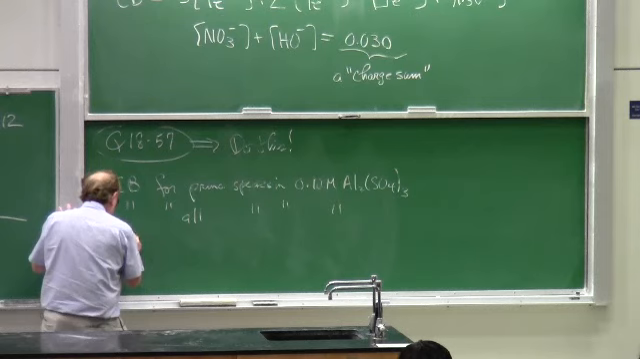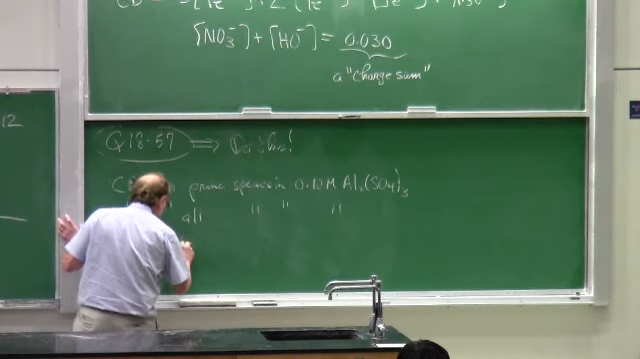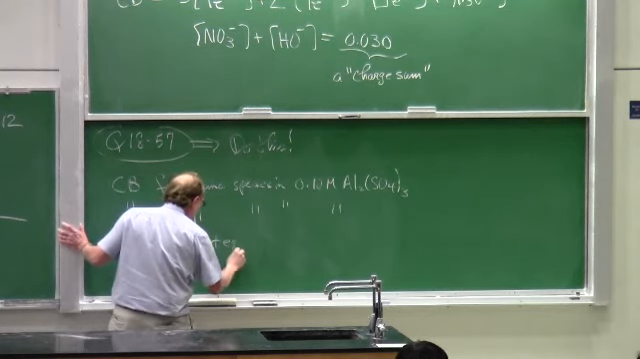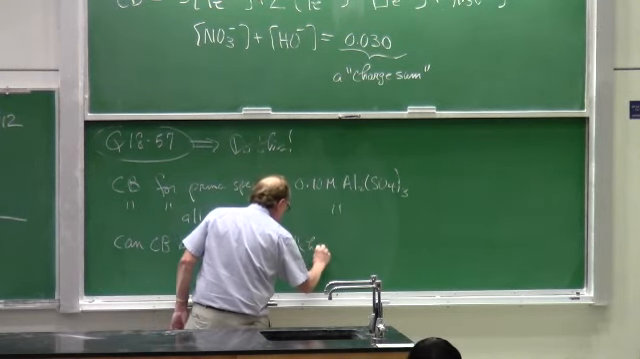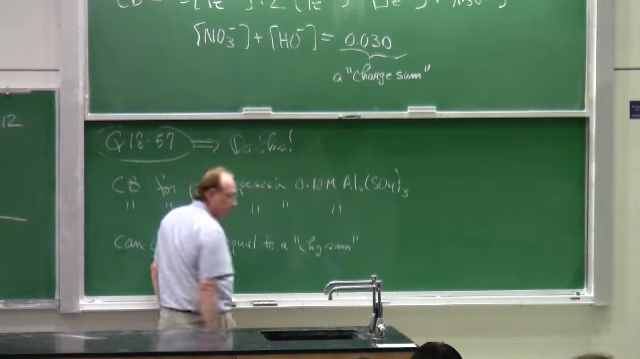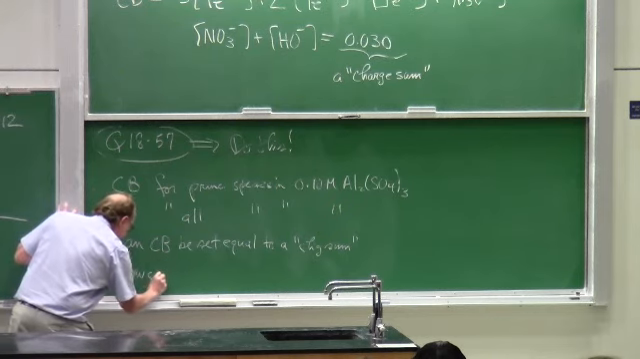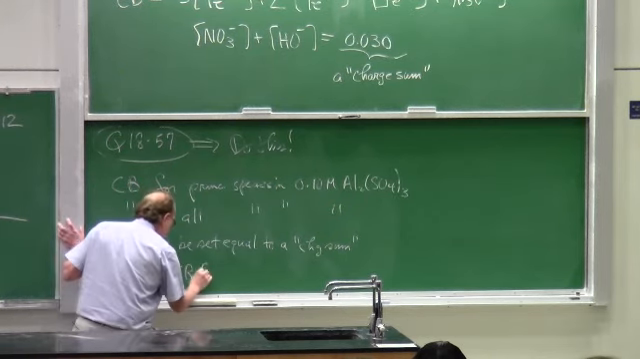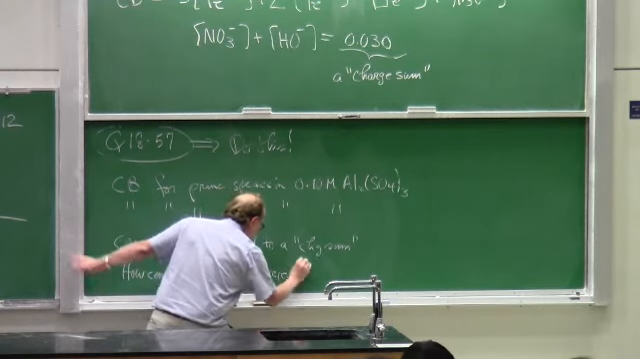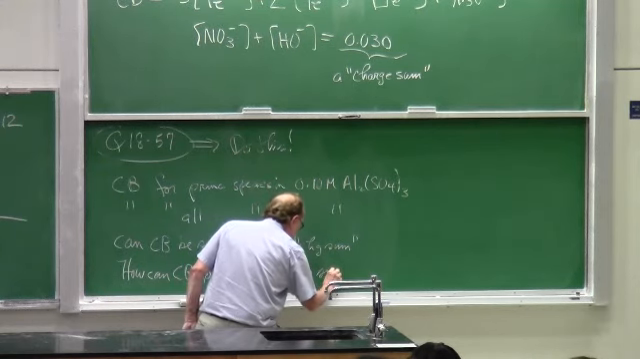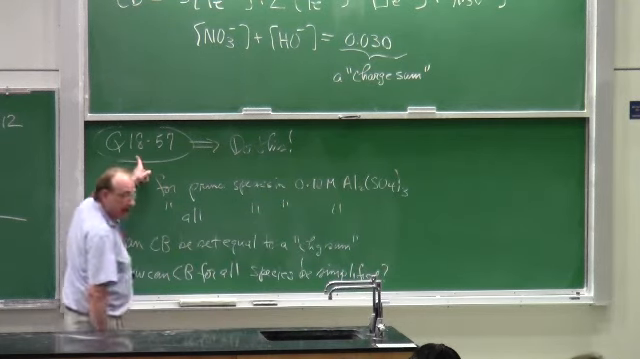I want you to answer this question. Can CB be set equal to a charge sum? And how can CB for all species be simplified? So there's question 1857.